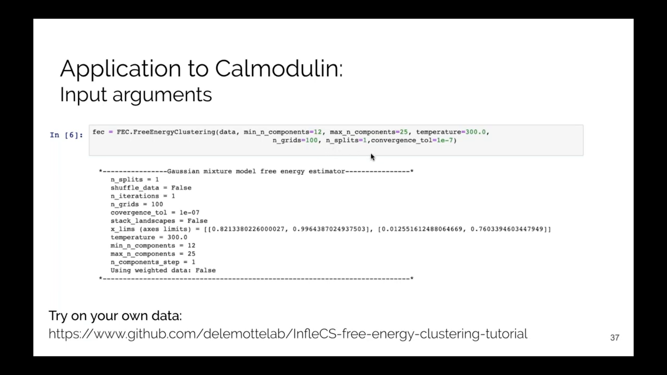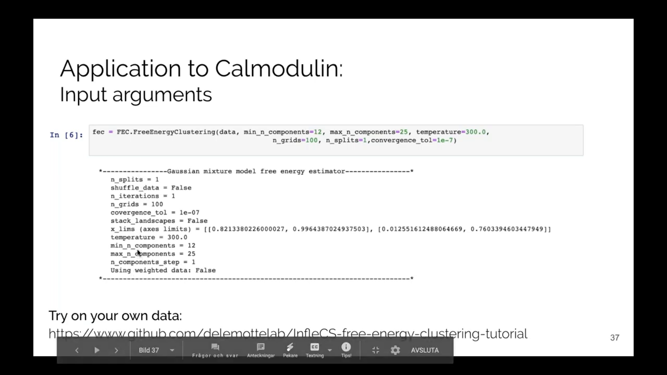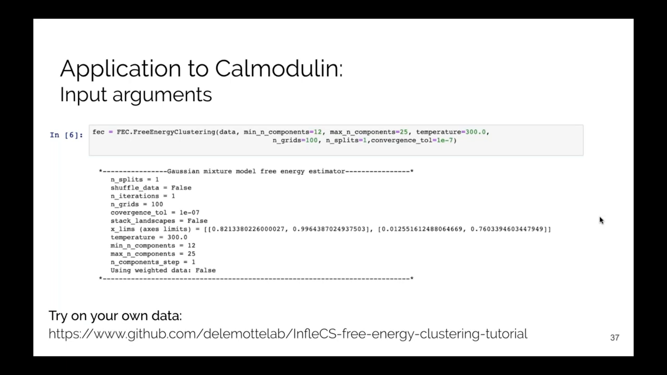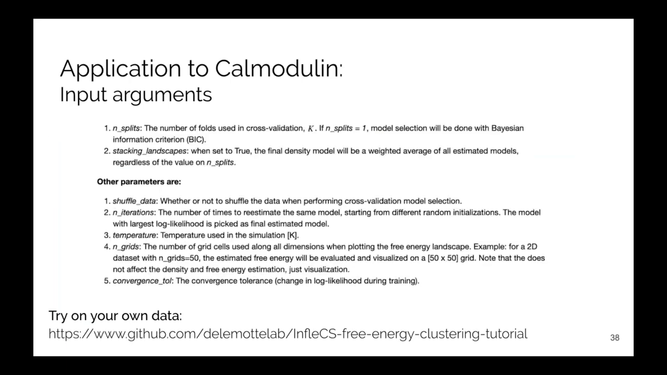The n_splits is to determine what type of model selection you do to choose the number of components. If you set n_splits equal to 1, then you use the BIC criterion. If you set it to a number larger than 1, then you will use cross-validation by dividing your data into parts, as many parts as n_splits. If you run this cell, then you will get this type of output, where you will have a list of the parameters or the input arguments that you have defined, and those that were set to default values. In the Jupyter notebook tutorial, we also have these input arguments and a short description of what they do and what they mean. So you can go in there and read for yourself.